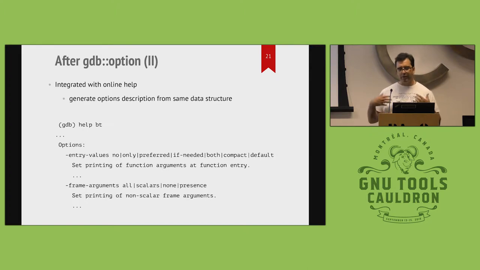This framework is also integrated with the online help machinery in GDB. Since it's declarative, remember, you're going to define the options you support using an array of things. And why not make the help content be generated from that array as well? So that's what it does.